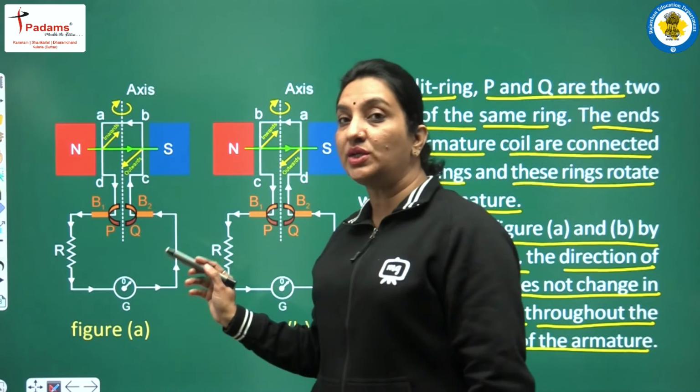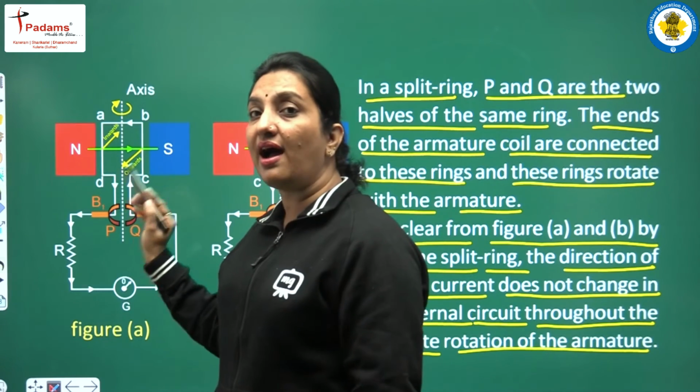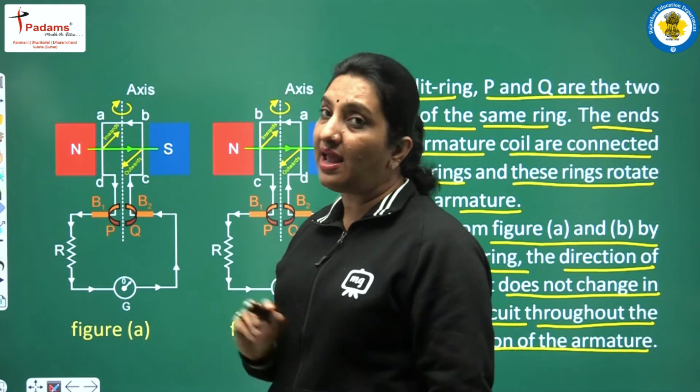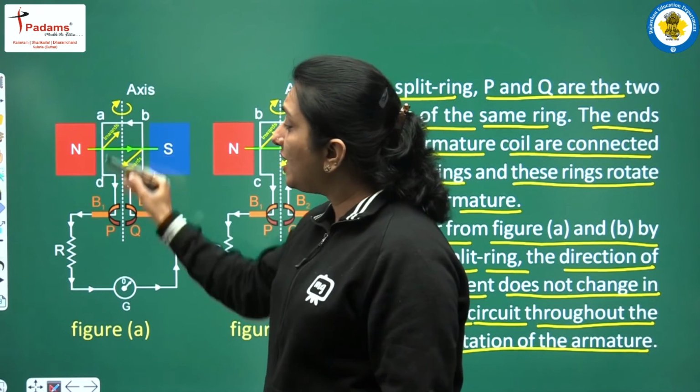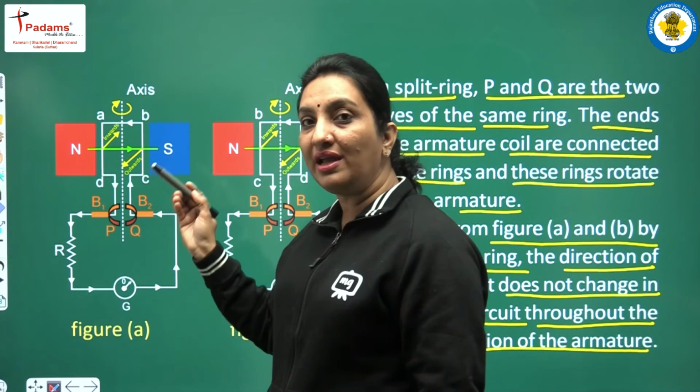Here what we see is students, in the first half rotation, what we see is that the armature coil is rotating in anti-clockwise direction. So, the AD arm is moving inwards and BC arm is moving outwards.